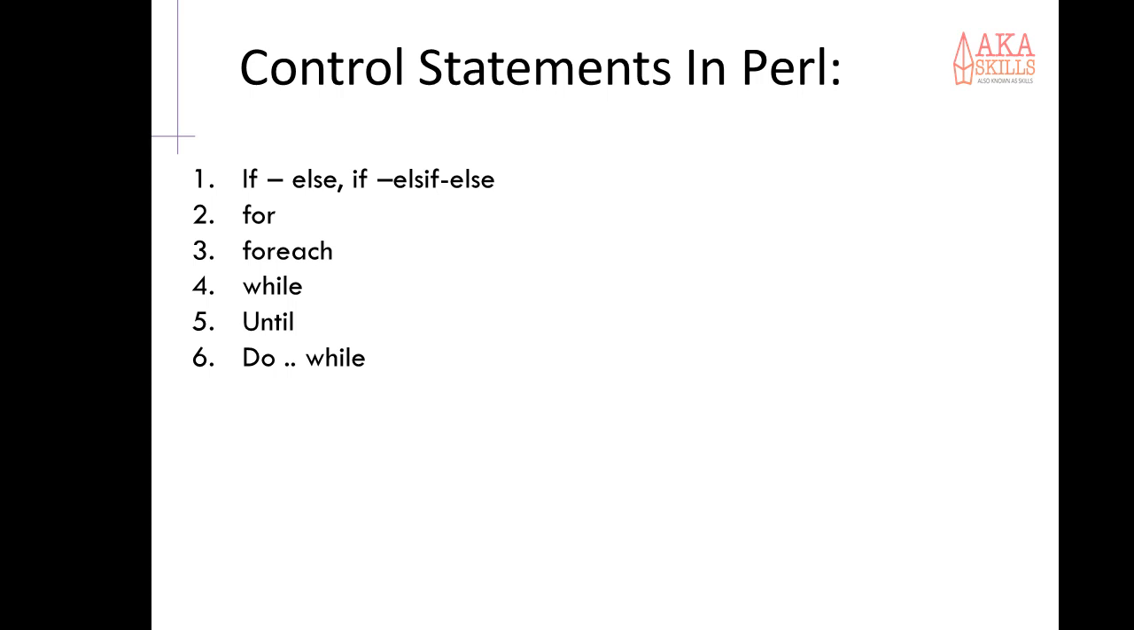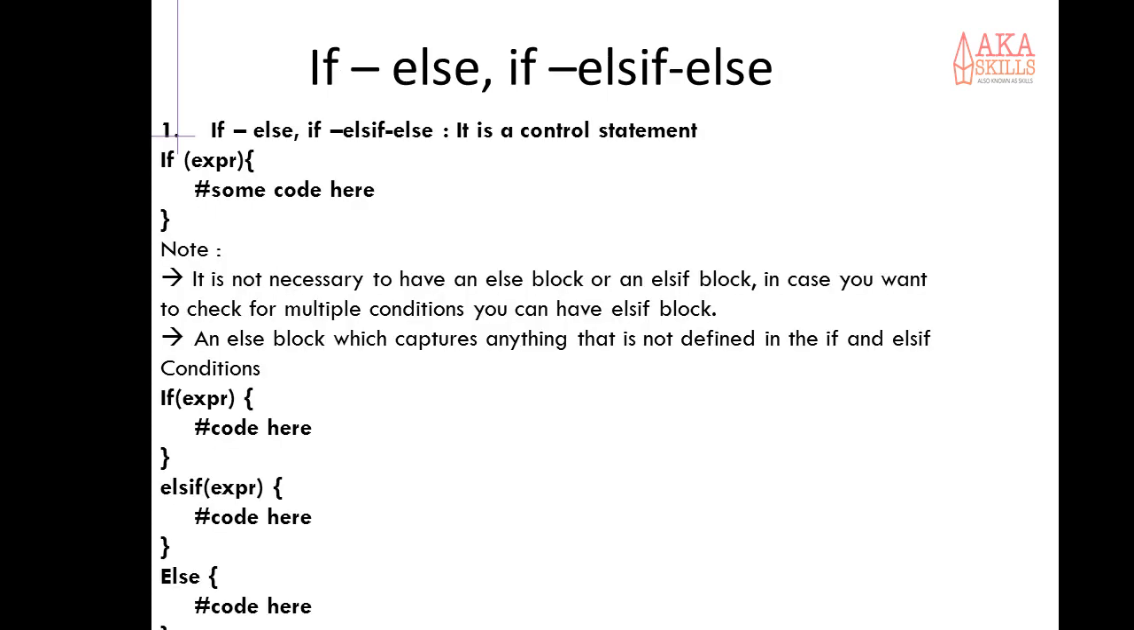There are different types of control statements: if, for, foreach, while, until and do while. If and else are not basically loops, but they are just a control structure which evaluates a particular condition, and based on the condition it performs the code execution that is present in the block. It is not mandatory to have an else if and else block along with the if block.